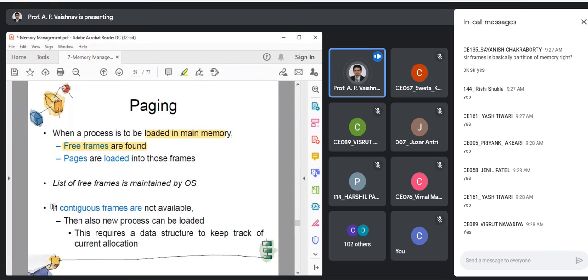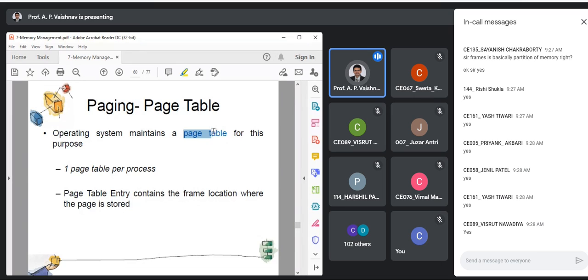If contiguous frames are not available, then also a new process can be loaded, right? But if you want to achieve this requirement, what do we need? I need to maintain track of the allocation. How do we do that? Using a separate data structure to keep track of current allocation. Let us see what that data structure is. It is known as a page table, okay?